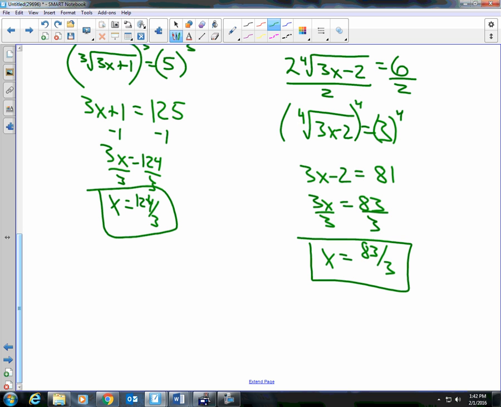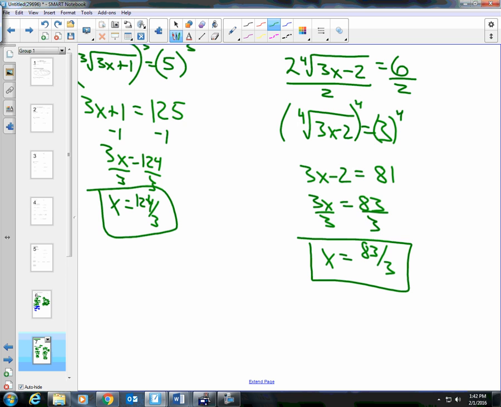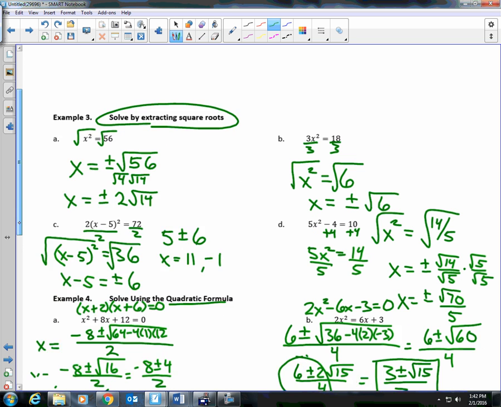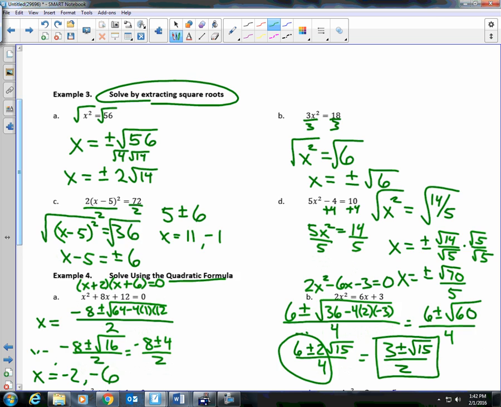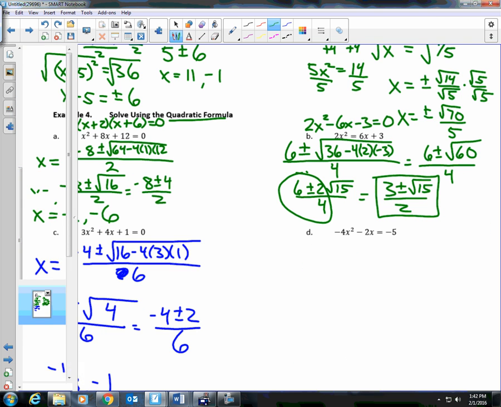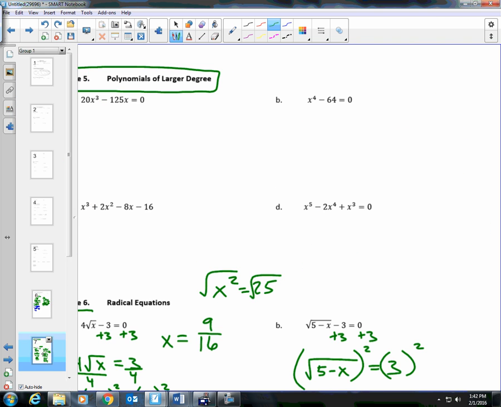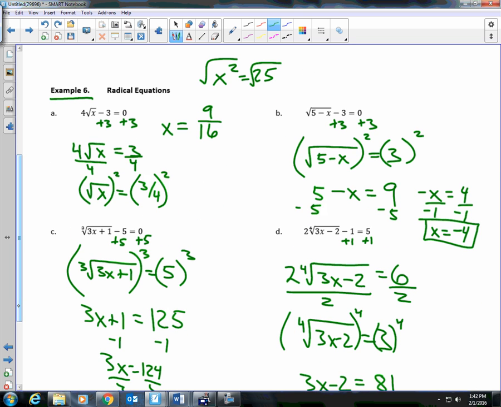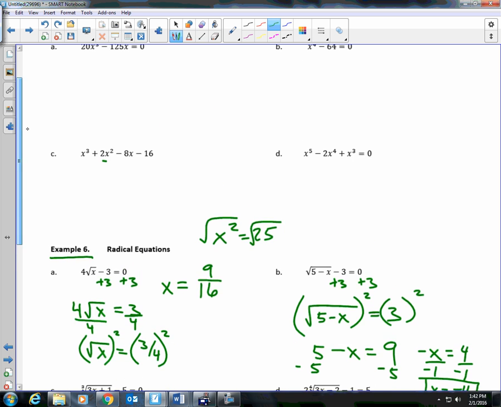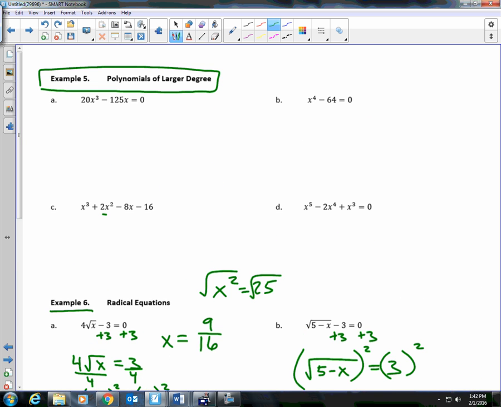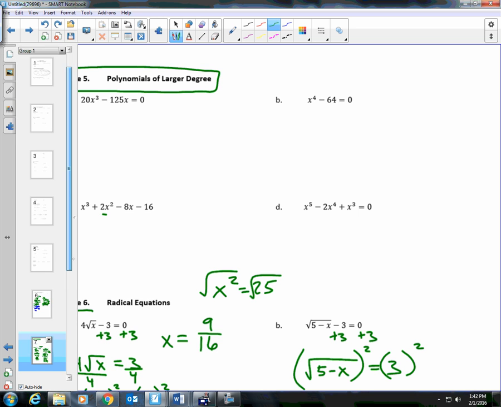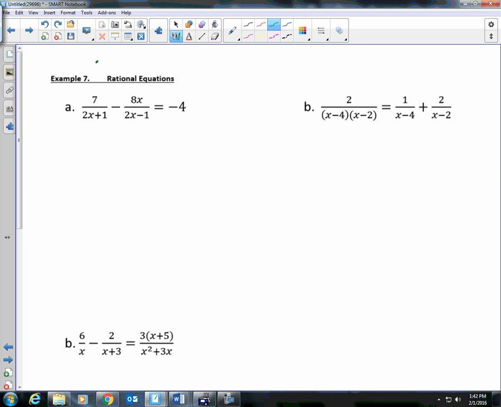Okay, so we practiced really 3 skills today. One was solve by extracting square roots, so we square root things. Second of all, we use a quadratic formula. And third, we do radical, square both sides to get rid of radicals. We really have 2 things left that we have to cover, and these are kind of the 2 bigger ones. We have to be able to solve larger degree polynomials, and then finally, after that, we actually look at solving rational equations, okay? And we're going to have to take some work days in class in order to do that.